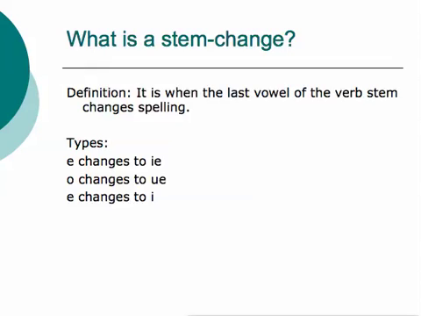So what is a stem change? It is when the last vowel of the verb stem changes spelling. And there are 3 types. One is where the E in the last vowel of the stem changes to an IE. Another type is when the O changes to a UE. And finally, when E changes to I.